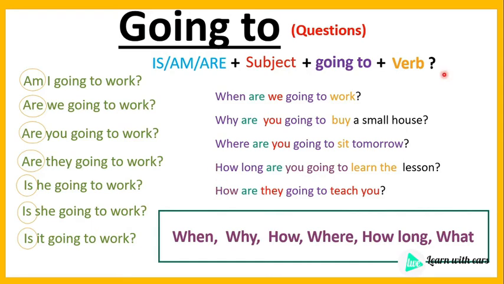So if we want to ask questions, we can simply use am, is, or are with the subject, then going to, and the verb at the end with a question mark. Or if we want additional information, we can use these question words. Okay, now let's see how to use contractions when we make sentences. Okay, so here first we have contracted forms. The contracted form of I am is I'm.